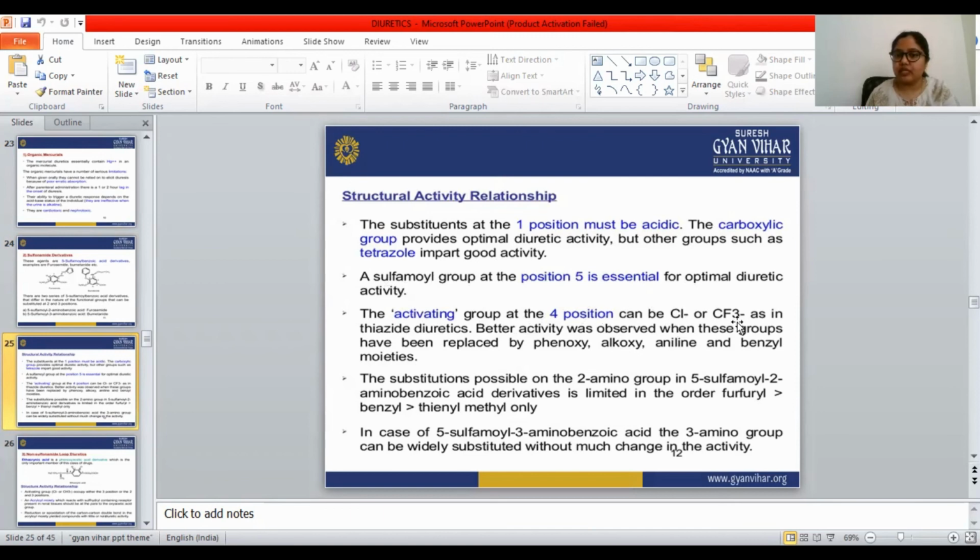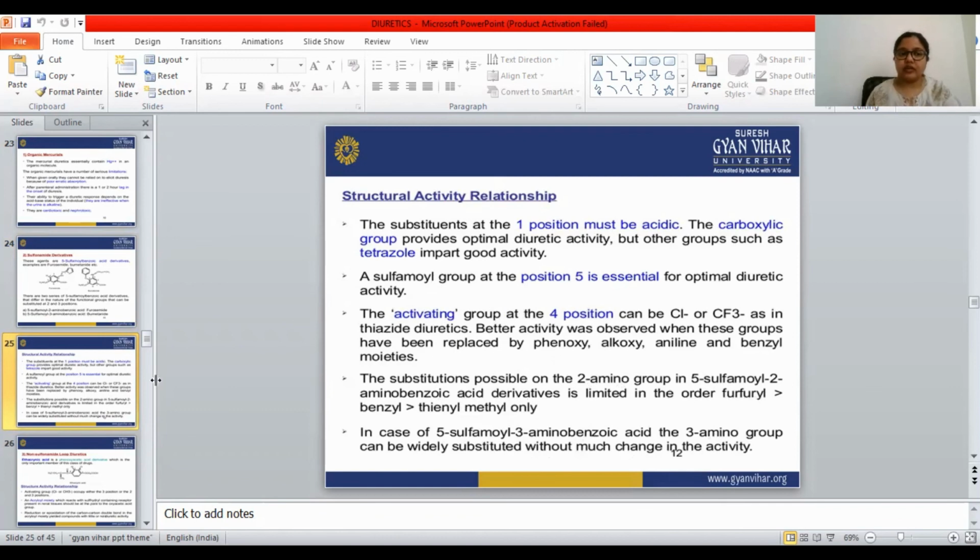4th position can be Cl, CF3, as in the thiazide group diuretics. Better activity was observed when these groups have been replaced by phenoxy, alkoxy, anilino, benzyl moieties. And the substitutions possible on the 2-amino group in the 5-sulfamoyl 2-amino-benzoic acid derivative are limited to furyl, benzyl, thienyl, methyl only. And in case of 5-sulfamoyl 3-amino-benzoic acid, the 3-amino group can be widely substituted without much change in the activity. So this is the structure activity relationship.